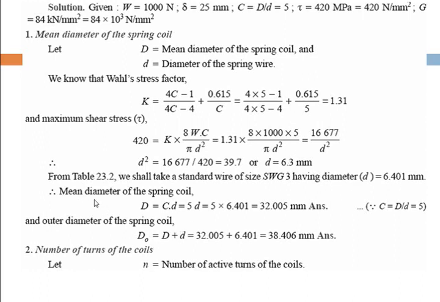Next, the mean diameter of the spring coil we need to find out using this relation, which is C is equal to capital D by small d, the spring index. Capital D is equal to C into small d, 5 into d, which will be 32.005 mm. And the outer diameter of the spring will be D naught is equal to capital D plus small d, 32.005 plus 6.401, that is equal to 38.406 mm.